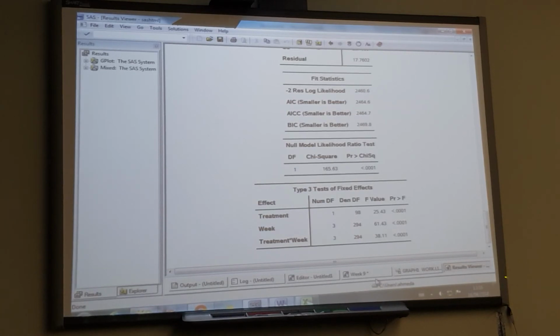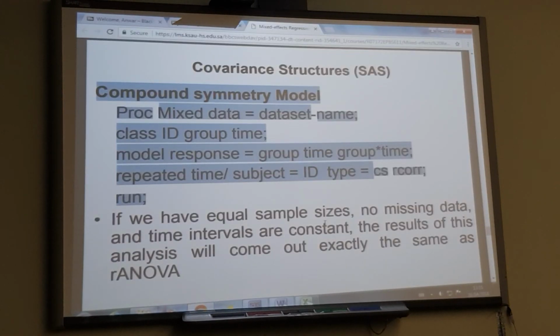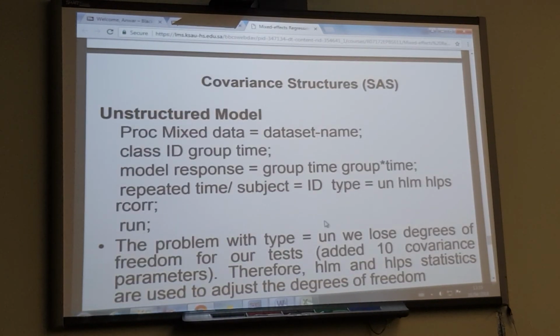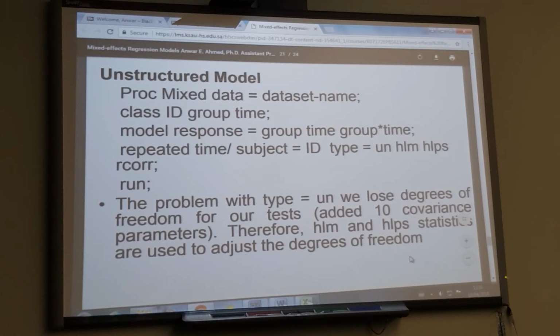So the next is we still need to, this is only compound symmetry, right? Yeah. We need to produce the other one in order to choose our best model. So the next one is unstructured.